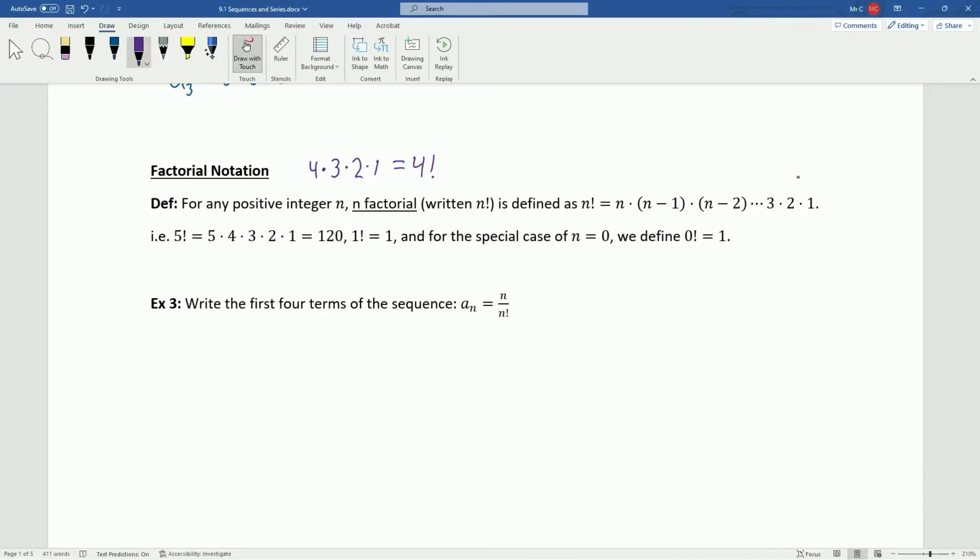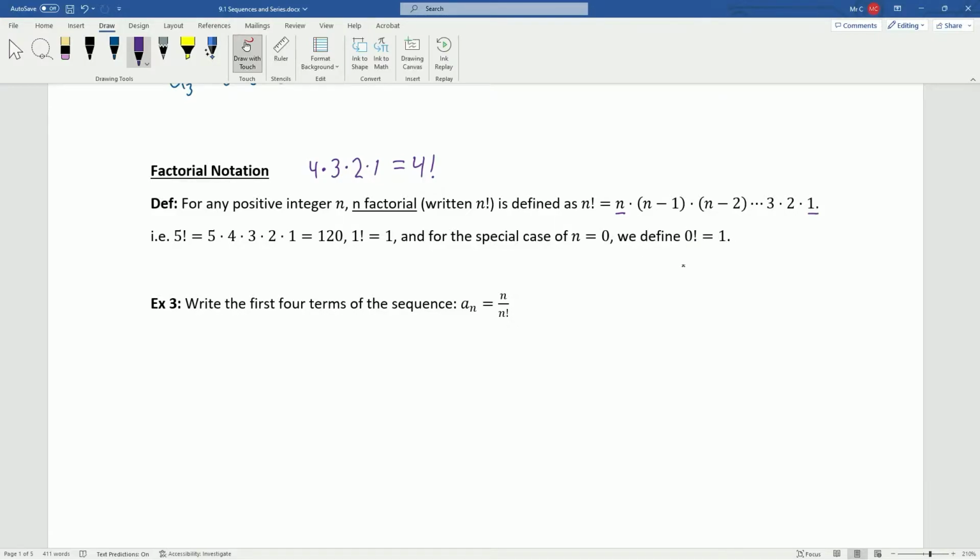1 factorial is just 1. So this definition notation is not perfect, but it should be clear that what we mean here is you multiply every integer starting with whatever n is, and you multiply down those integers until you get to 1. So if we look at 1 factorial, then 1 factorial is of course just 1. And lastly, for the special case of n equal to 0, we define 0 factorial as equal to 1. So I'll try to illustrate why that is here real quick.